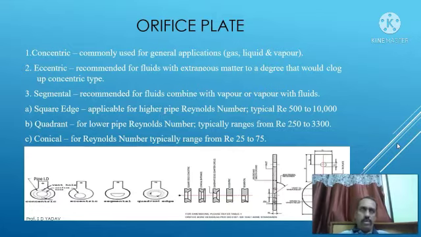Square edge can be used for Reynolds numbers from 500 to 10,000. Quadrant can be used for Reynolds numbers from 250 to 3,300. And conical for Reynolds numbers typically ranging from 25 to 75.